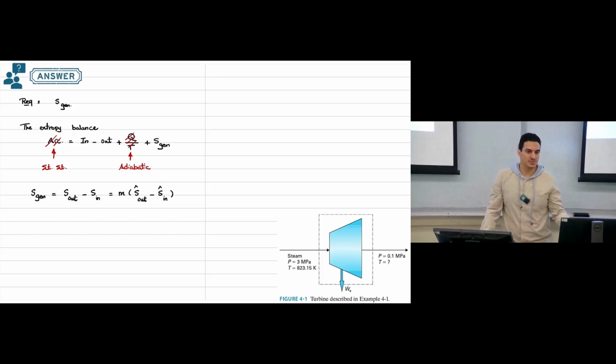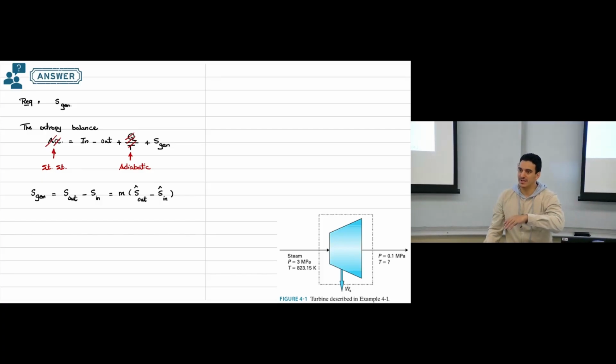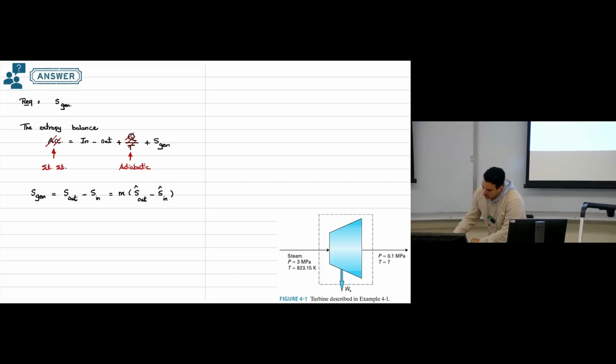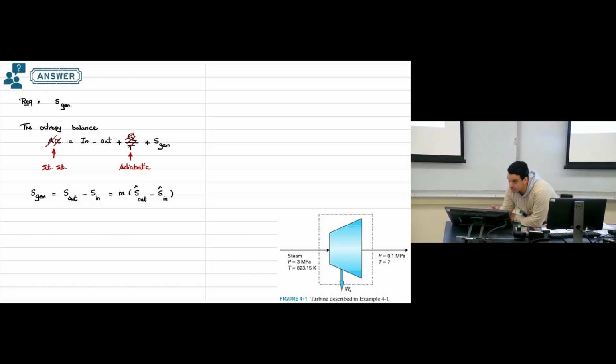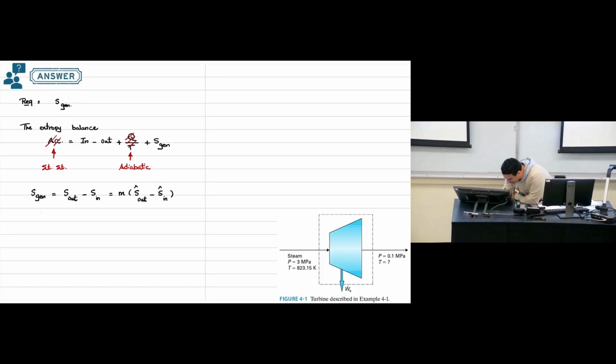Mass is constant, this is conservation of mass, so inlet mass is the same as outlet mass. This is why I take mass as the common factor. What we need to find in this example is the generation per kilogram, so we need to divide by mass, so the generated entropy per mass. This is the term that we need to calculate. In the problem, it says I need to calculate the generated entropy per unit mass. So this one will be the specific entropy for the outlet minus specific entropy for the inlet.